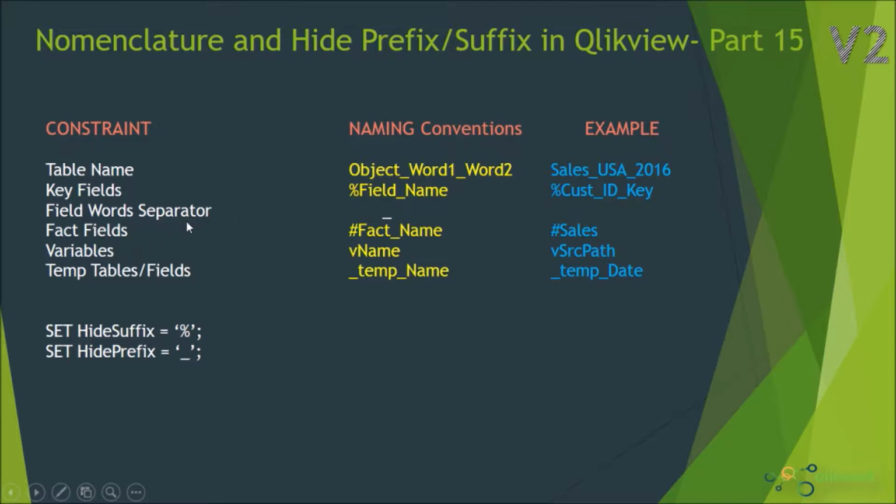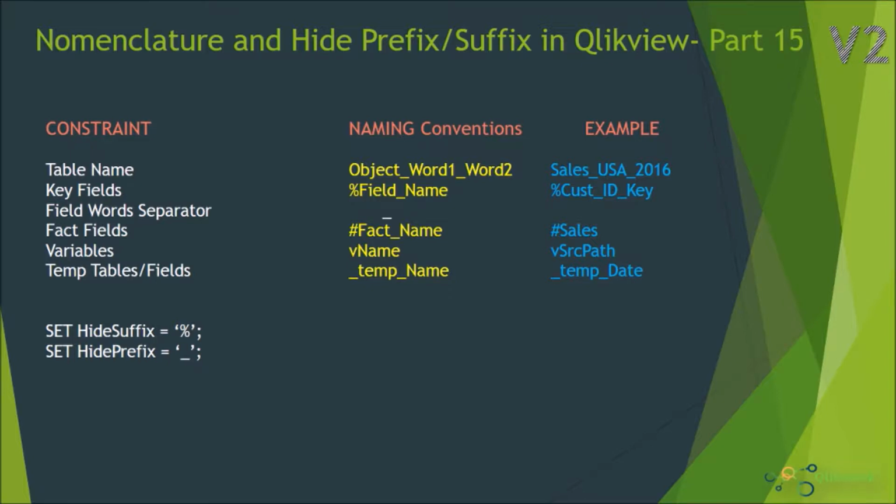Next one is the field separator. If you have multiple words in a field name or in a table name, it is recommended to use underscore rather than hyphen. Hyphen is not recommended. And if you have a fact field or a measure field in your table, use a hash symbol before it. For example, here I have a table with sales data, so I'm using #Sales as my field. This is how you can easily identify which field is a key field, which is a fact field or a measure field.